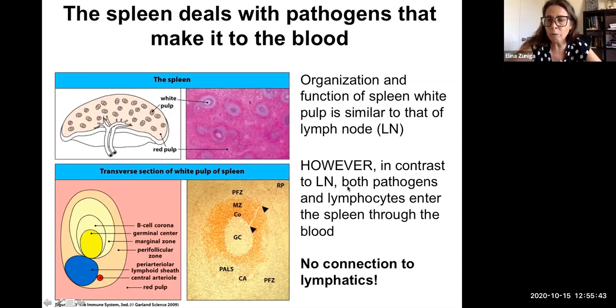However, in contrast to the lymph node, both pathogens and lymphocytes enter the spleen through the blood, okay? The spleen has no connection with the lymphatic system. So both the pathogen and the lymphocytes always reach the spleen via the blood. And so the spleen is very important to fight pathogens that have reached the circulation, the blood, okay? Like in a sepsis, for example, when the bacteria may reach the blood.